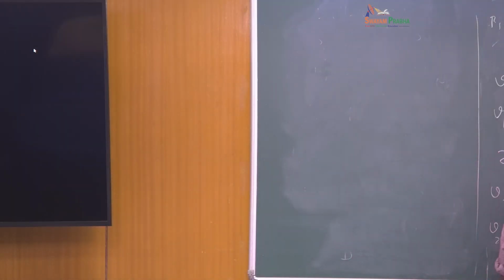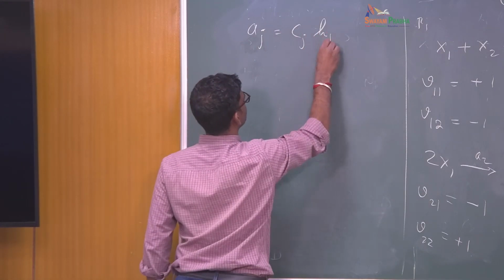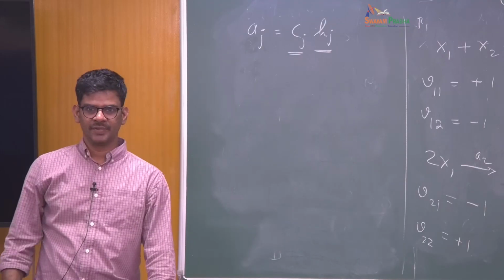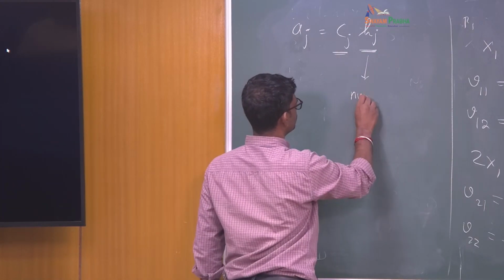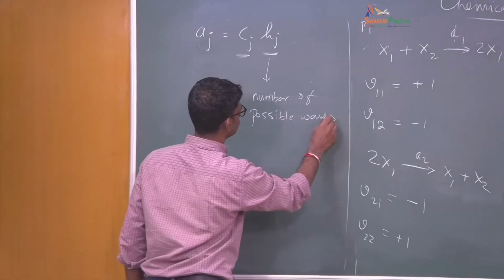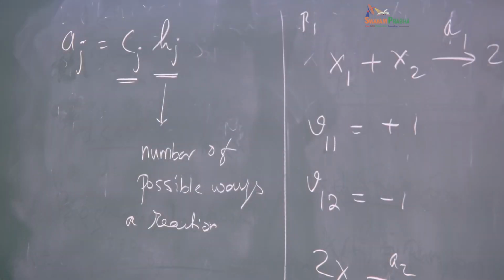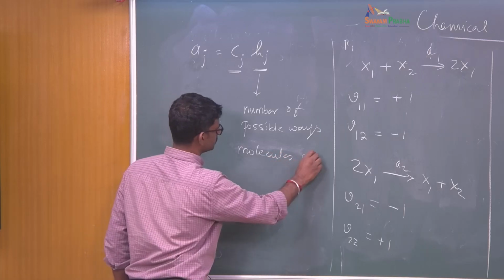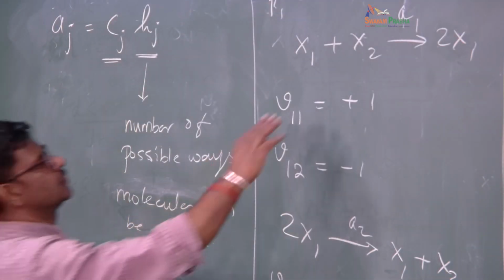Now what we also do is split this up mathematically as follows: Aj is written as some Cj and Hj. So this Cj is more like a rate, and Hj tells you how many ways the molecules can combine, the number of degenerate states that lead to the same reaction. So this is more like the number of possible ways a reaction can happen, or the number of possible ways the molecules can be chosen. So this should actually be C1.